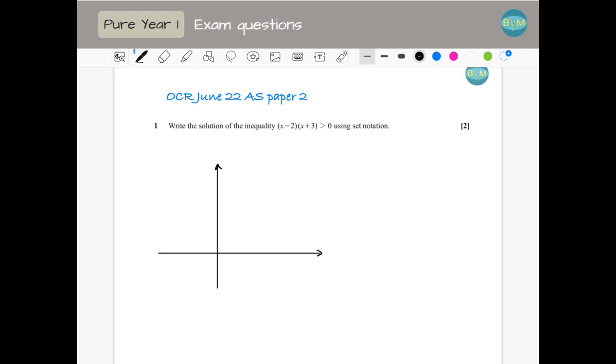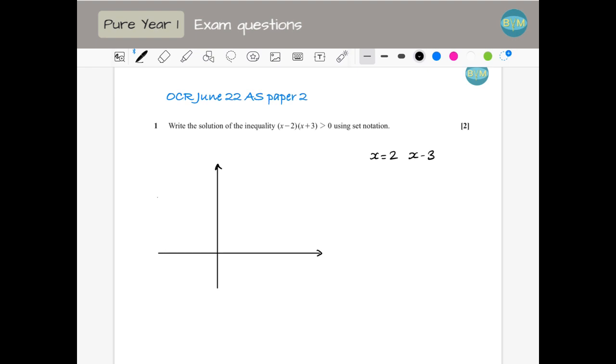Hello, this is question 1 on your OCR June 2022 AS paper 2. It is a quadratic inequality, and we have to give the solution. So what I'm going to do is to do it graphically because I think it's much faster. We're going to represent this quadratic. It's already factorized for us, so that means the roots are 2 and minus 3. So roots are 2 and minus 3.